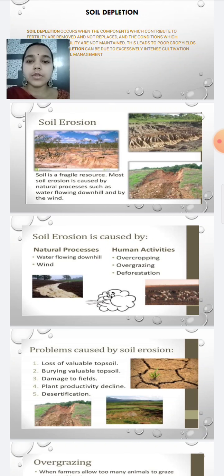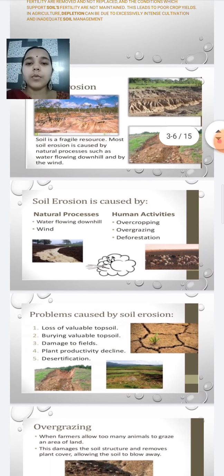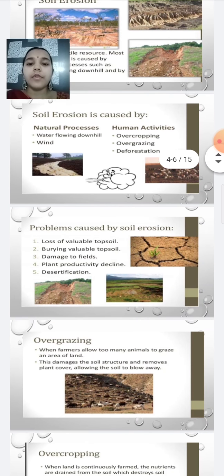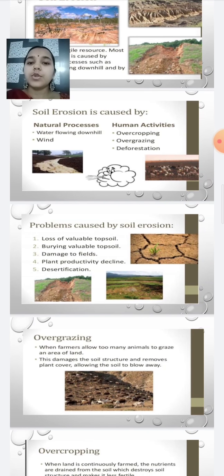When wind blows, it carries away whatever it has in its way. Especially when we are talking about soil erosion, it washes away soil and hence leads to soil erosion. Now we will see the main causes of soil erosion. There are two main causes, that is the natural cause and the human cause. Natural processes include water flowing downhill and wind.